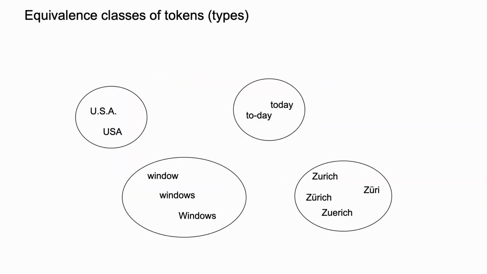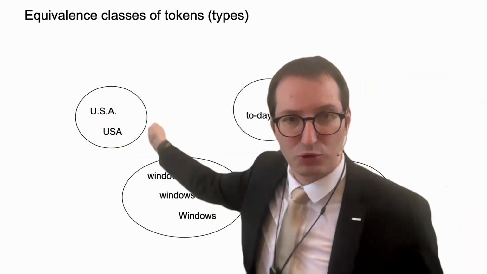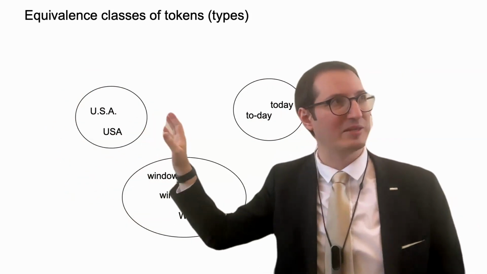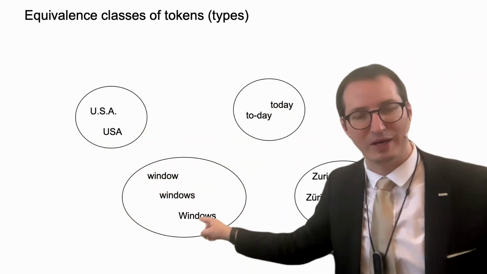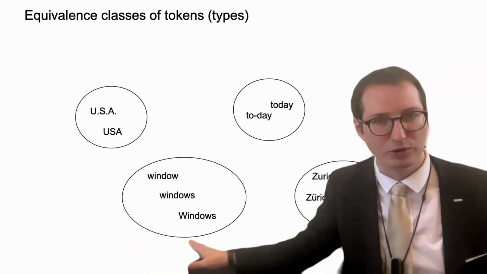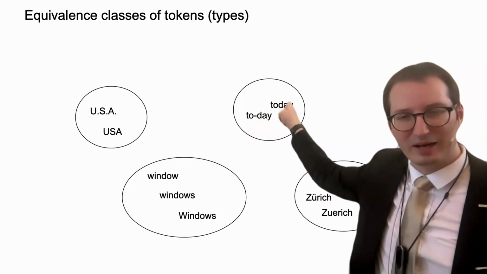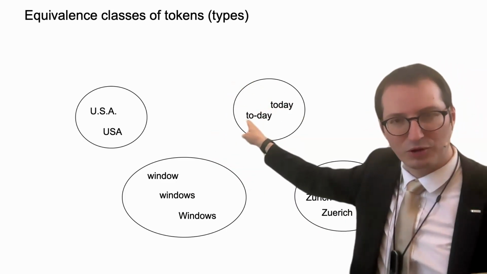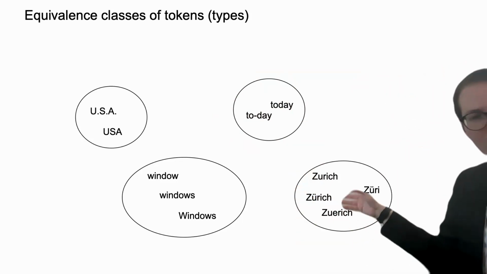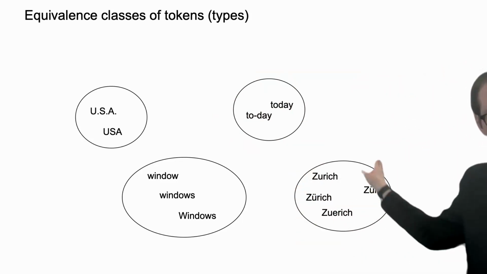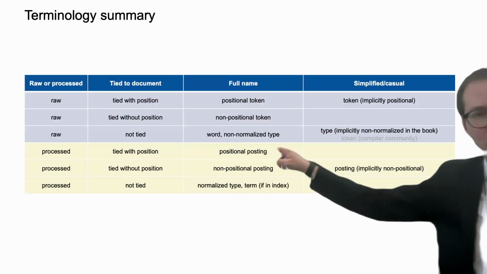in here, I have a non-normalized type, and together I put them in a box, and that is a normalized type, right? Here again, non-normalized type, non-normalized type, non-normalized type, and we normalize them, and that is now a new normalized type. Today, that probably comes from the 19th century, and today, again, non-normalized type, we group them together, and now we have a normalized type. The same here with Zurich, and so on, right? So all of that, the same normalized type.